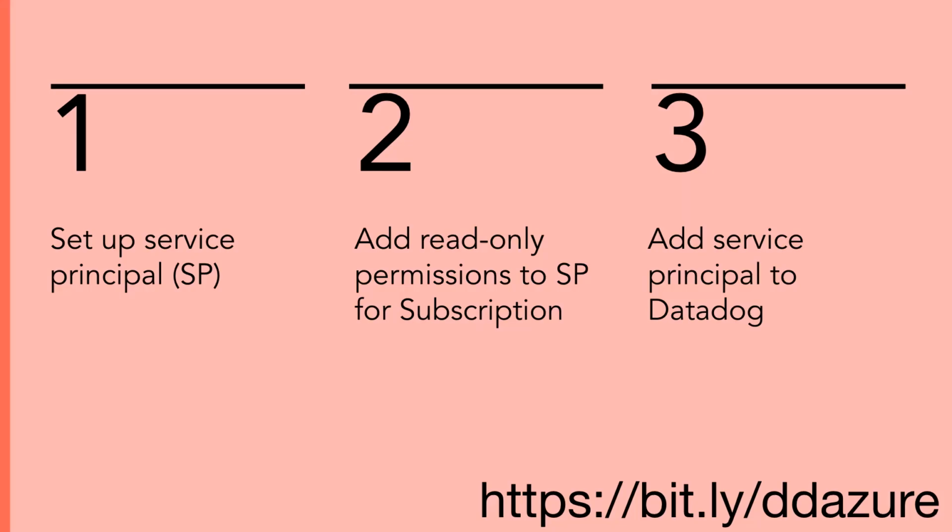Now, let's talk a little bit more about the Datadog and AKS integration. So setting up Datadog to monitor your Azure infrastructure is a 3-part process. First, set up a service account. So similar to what we did in our deployed Azure button. Then give that service account read-only access to your sub. And then finally add the service account to Datadog.